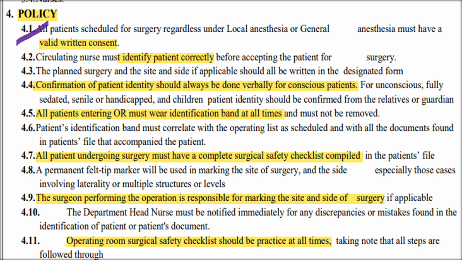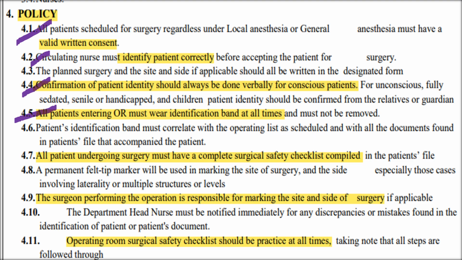The policy states that all patients scheduled for surgery, regardless of whether under local anesthesia or general anesthesia, must have a valid written consent. Now, the circulating nurse must identify the patient correctly before accepting the patient for surgery. Now, confirmation of patient identity should always be done verbally for a conscious patient, and for an unconscious patient, fully sedated, senile, or handicapped, or children, patient identity should be confirmed through a relative or guardian.